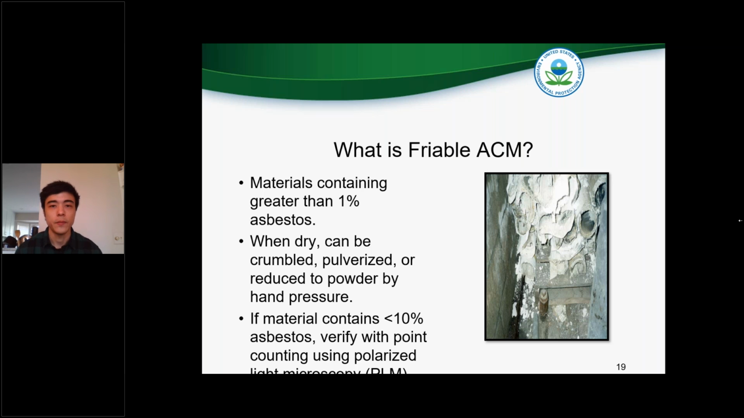So what is friable ACM? ACM standing for asbestos-containing material. In order for something to be asbestos-containing, it must contain at least 1% asbestos. So any materials containing greater than 1% would be considered asbestos-containing. So now the term friable. Friable means that when dry, the asbestos can be crumbled, pulverized, or reduced to powder by hand pressure. I would not recommend doing that in the field. You don't want to expose yourself to asbestos, but that is what friable means. And finally, if the material contains less than 10% asbestos from the lab analysis, it must be further verified with point counting using polarized light microscopy. We can go to the next slide.